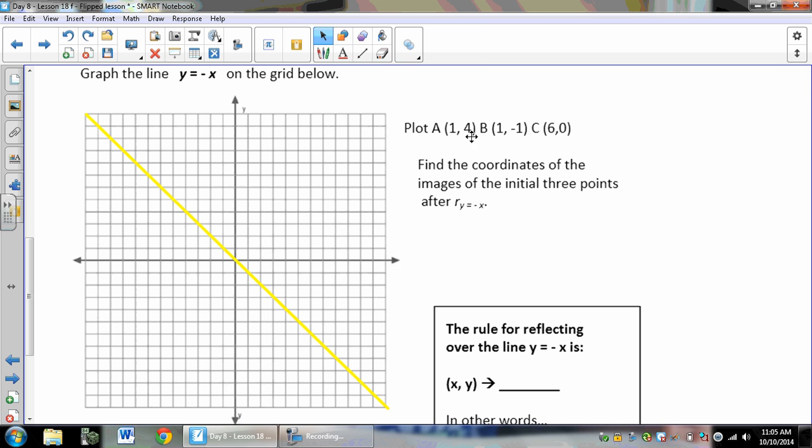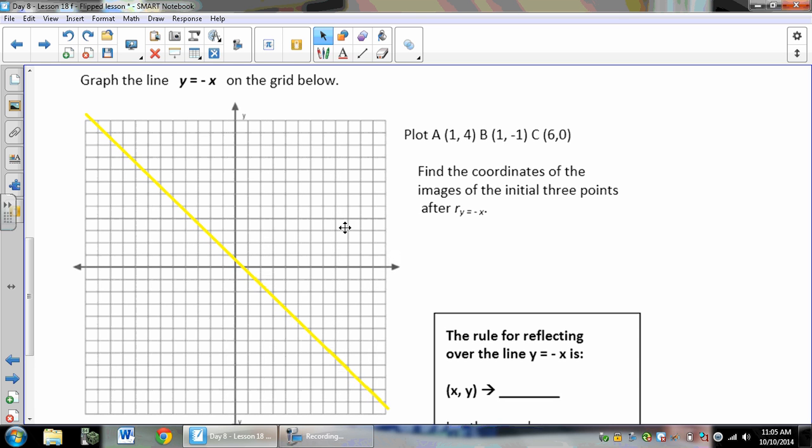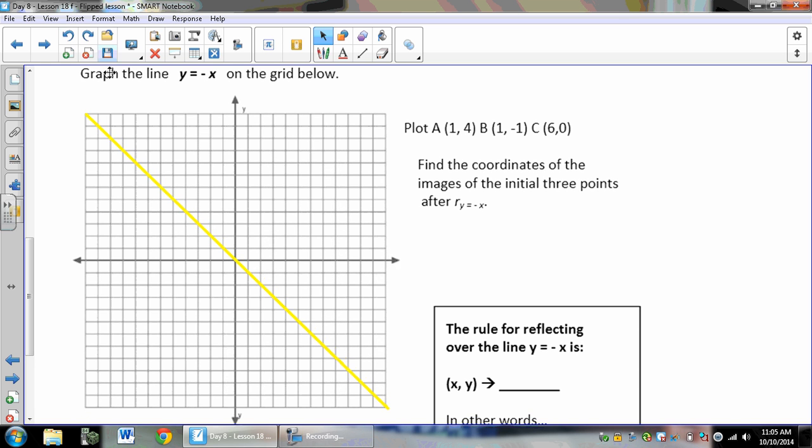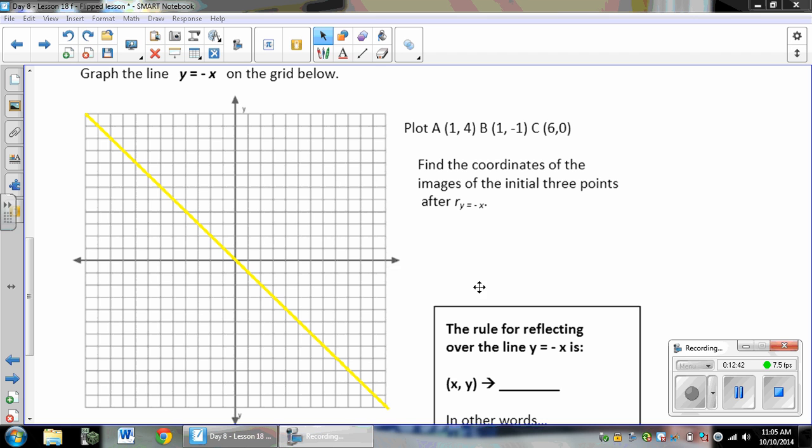And then I want you to plot ABC, and I want you to now count diagonally on your own. So plot ABC, and then count diagonally on your own. Figure out if you can find the points, and if you're feeling really good, try to think of the rule yourself.